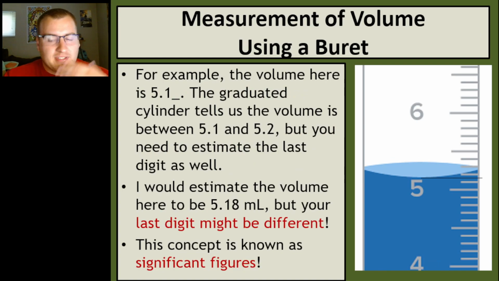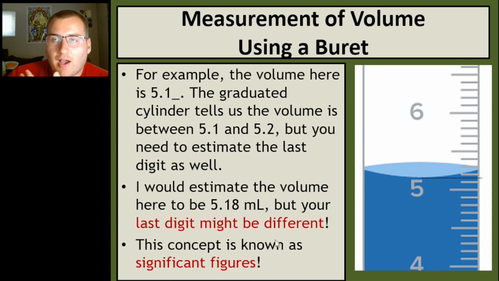This is going over the same idea again, so you can copy in right here. For example, the volume here is 5.1 something. The graduated cylinder tells us its volume is between 5.1 and 5.2 for sure. I estimate the volume here to be, well, I lied. Apparently when I made this PowerPoint, I said 5.18. That last digit's not really that important though. Your last digit might be different.